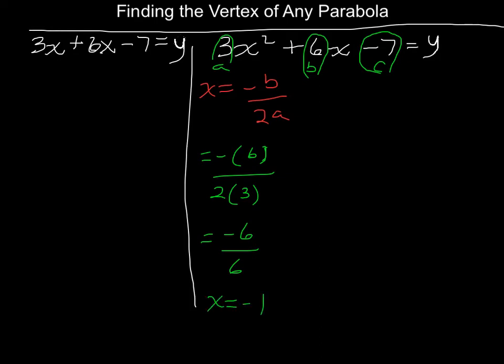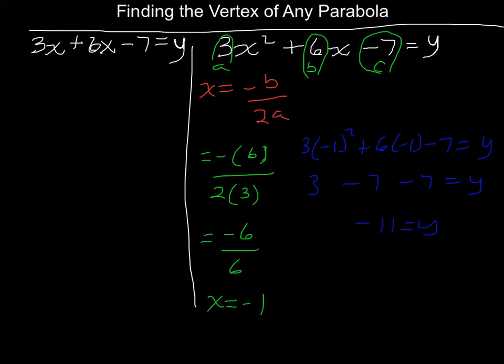So if I'm trying to find the vertex, that means I need to have a point. To find that point, I'm going to take my x value just like we did before and plug it back into my original equation. So I have 3 times -1 squared plus 6 times -1 minus 7 equals y. So -1 squared is 1, times 3 is 3, minus 7... and that of course is equal to -11. So y is equal to -11 when x is equal to -1.